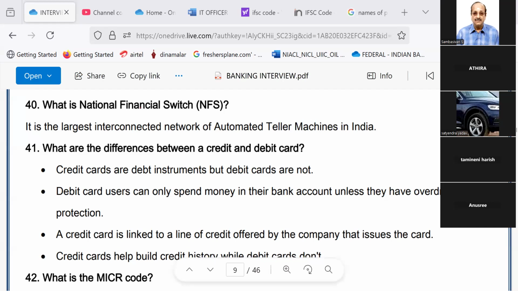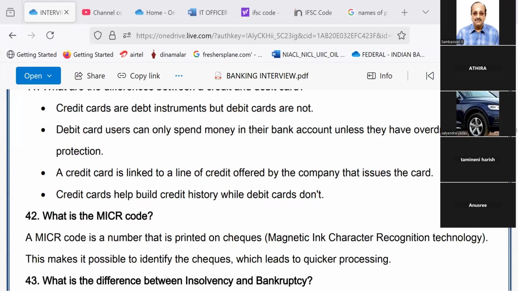What is the difference between a credit and debit card? Credit cards are debt instruments, but debit cards are not. Debit card users can only spend money in their bank account unless they have overdraft protection. A credit card is linked to a line of credit offered by the company that issues the card. Credit cards help build credit history, while debit cards don't.